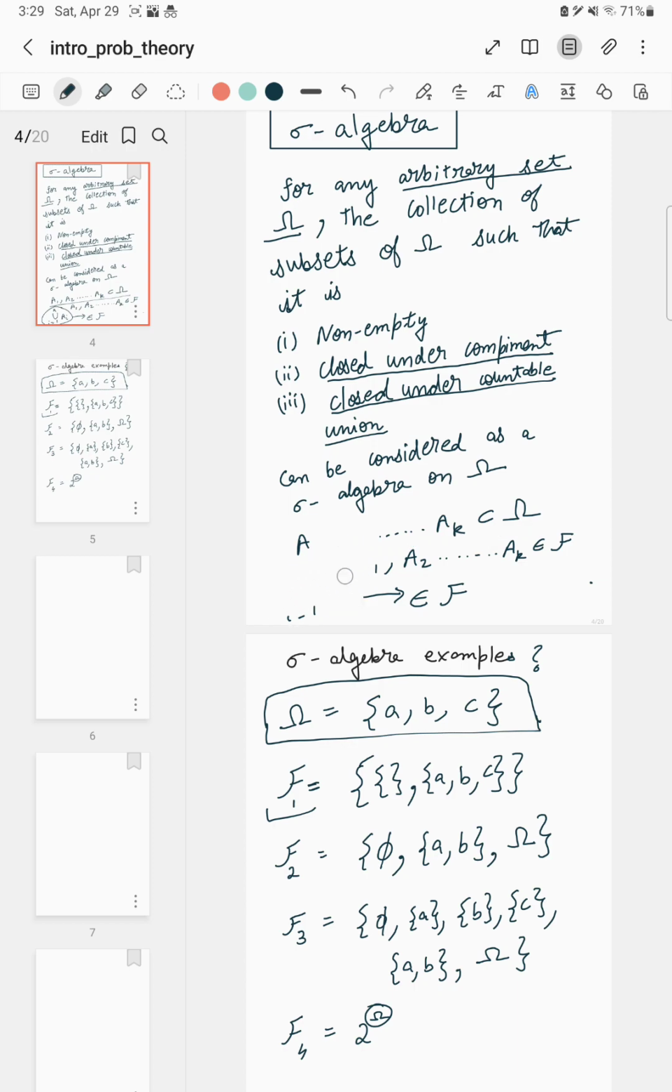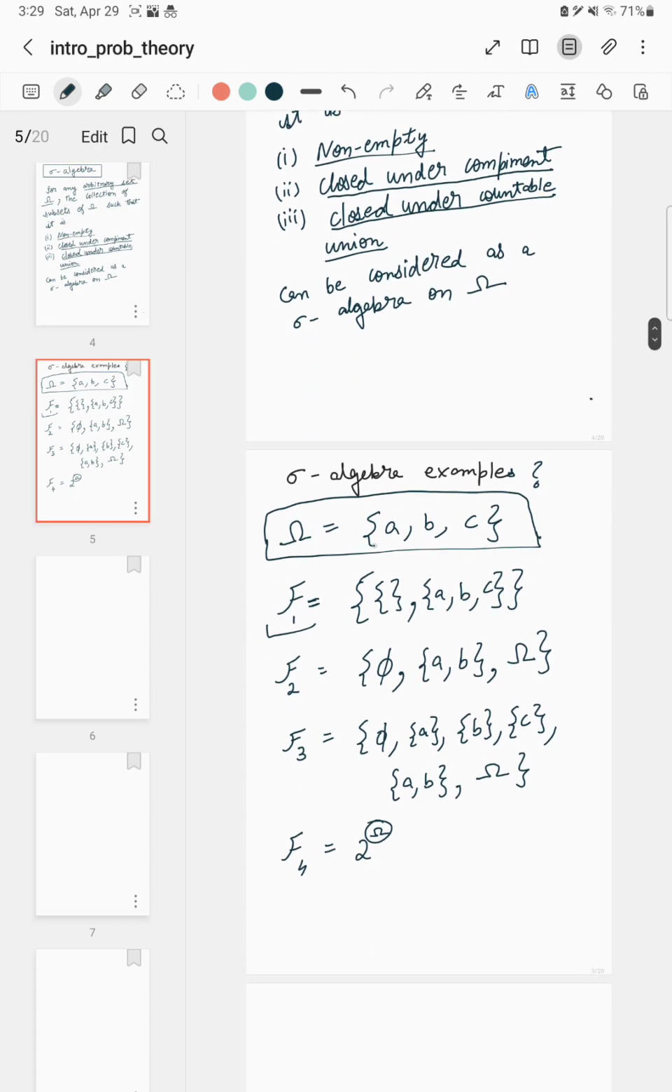Okay, now let's see a few examples and evaluate whether a set F can be called a sigma algebra on omega. I think the example will make it more clear. Let's say we have an arbitrary set omega containing three elements A, B and C, and let's say we have defined a set F1 containing these two sets. This is the null set, which is an empty set. You can also define it as phi, and this is the same as omega, so you can define it as omega in this case.